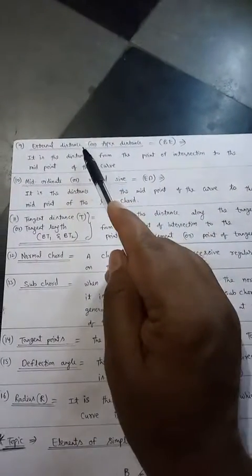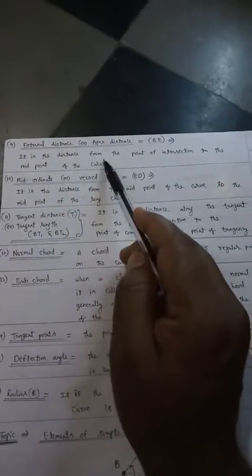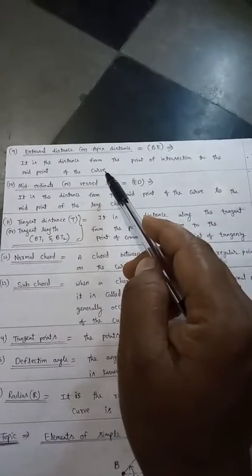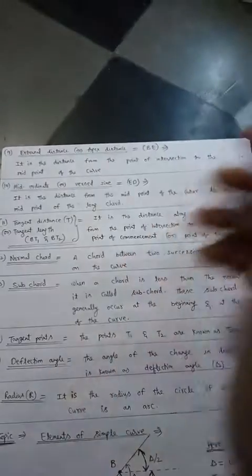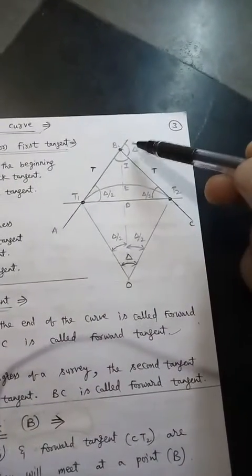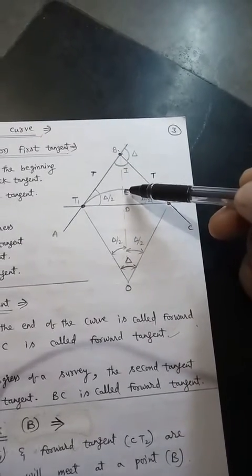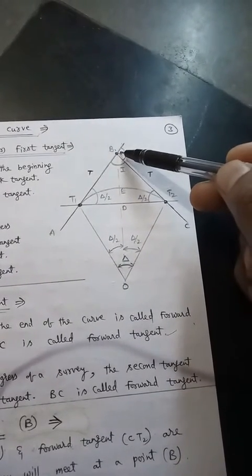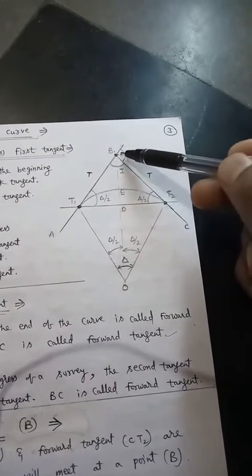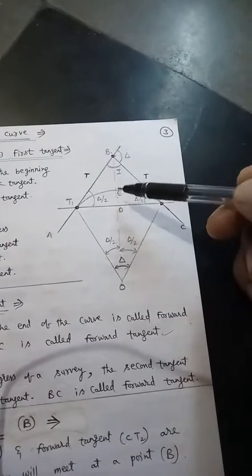So the next definition is external distance or apex distance. It is the distance from the point of intersection to the midpoint of the curve. I will show in the figure. See here in this figure, the distance from the point of intersection to the midpoint of the curve is BE. This distance is known as external distance or apex distance.